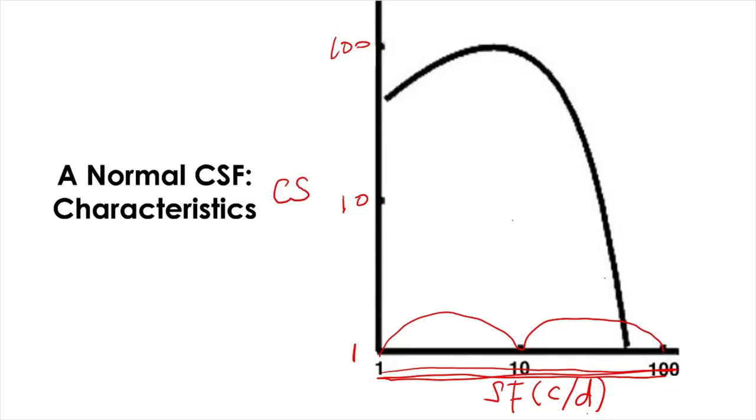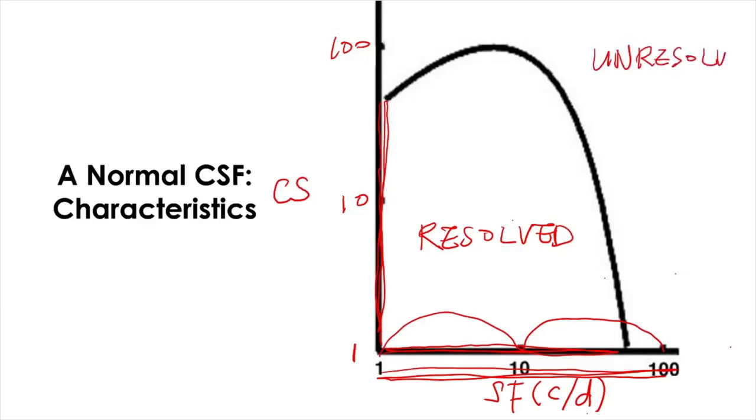The curve itself borders between seeing and non-seeing regions. So under the curve represents the area where the observer can see. So this is a resolved area. So any contrast here below this curve will be resolved regardless of the spatial frequency, right? And then outside this curve, beyond this curve, is the unresolved region.